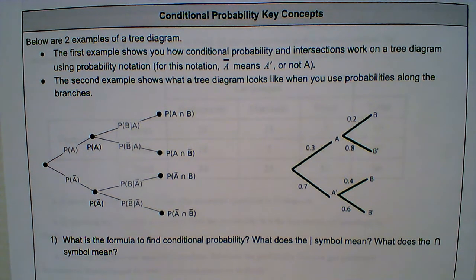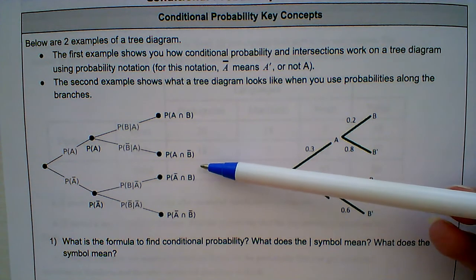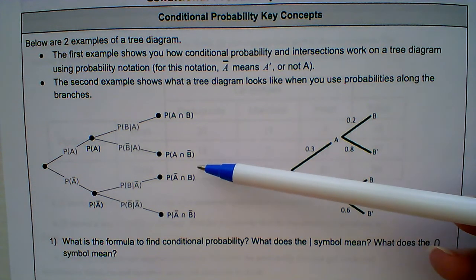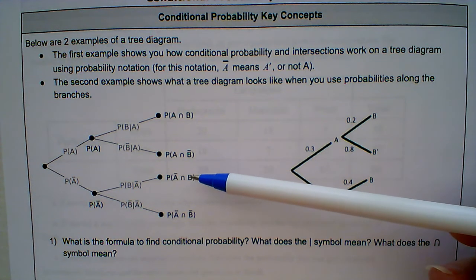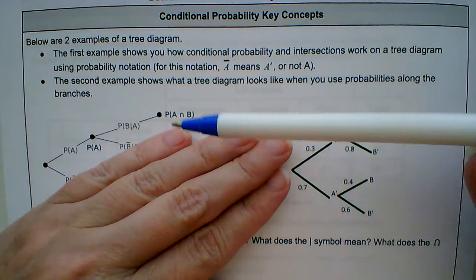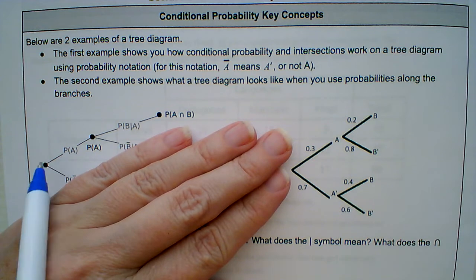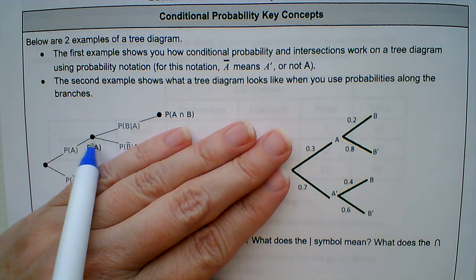The first thing we're going to look at here is two examples of a tree diagram. The first example is really heavy into the notation, so it can be a little overwhelming to look at, but let's just look at this one piece here. Notice this first branch is the probability of A. So this is just getting to A, okay?